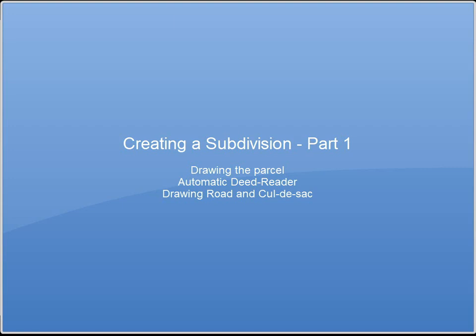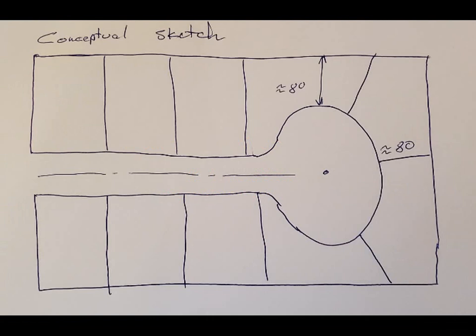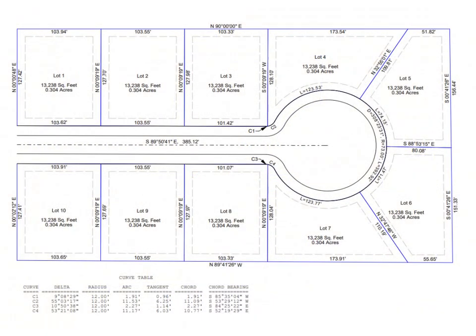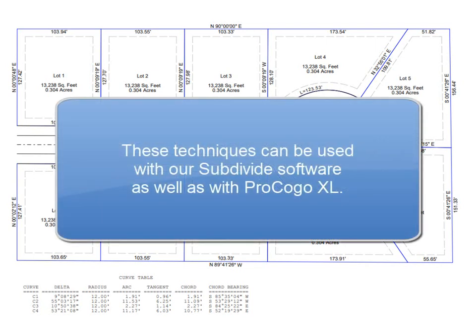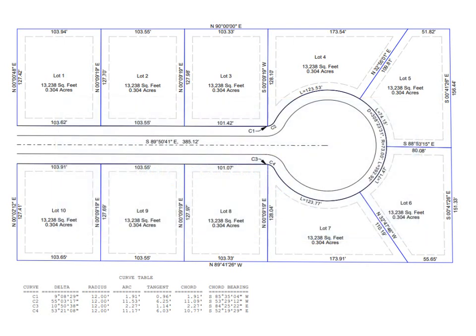In this video, I'm going to show you how to create a subdivision on a parcel of land complete with a road, right-of-way, and cul-de-sac. The goal of this video is to give you an idea of how you might approach something like this with your own projects. Since the focus is on methodology, I'm not going to spend much time explaining the actual commands that I use, as there are already many videos that explain these elsewhere. In this video, I'm using our Subdivide software, but the same approach applies if you're using ProCogo XL. So let's get started.